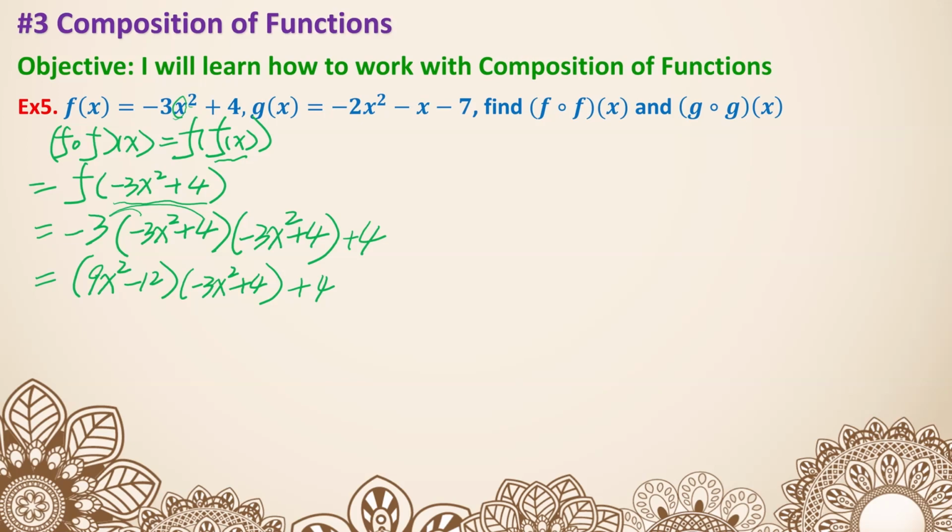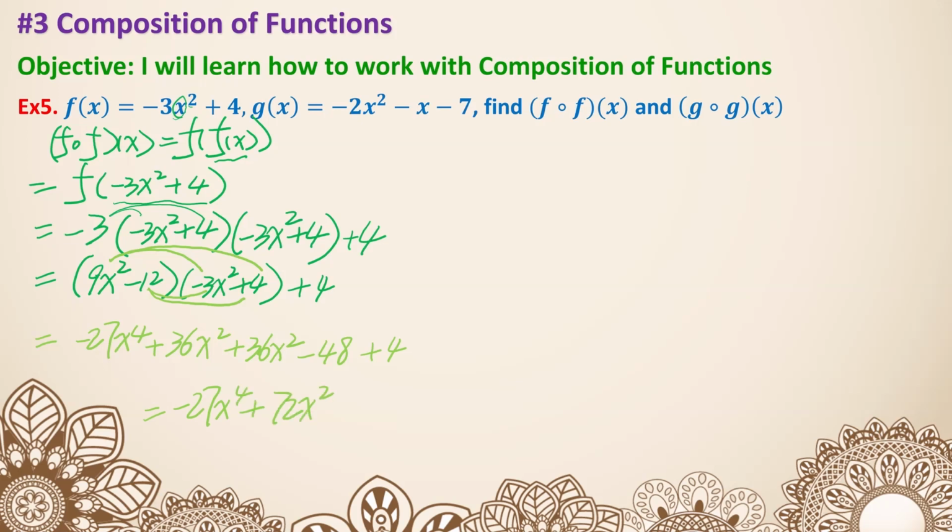Let's still do the string method. 9x squared with negative 3x squared and with 4. So that is negative 27x to the 4th plus 36x squared. Negative 12 times negative 3x squared is a plus 36x squared as well. Negative 12 times a positive 4 is a minus 48. Don't forget the plus 4 on the end. Combine like terms, negative 27x to the 4th plus 72x squared. Negative 48 plus 4 is a negative 44. There you go. That's F of F.